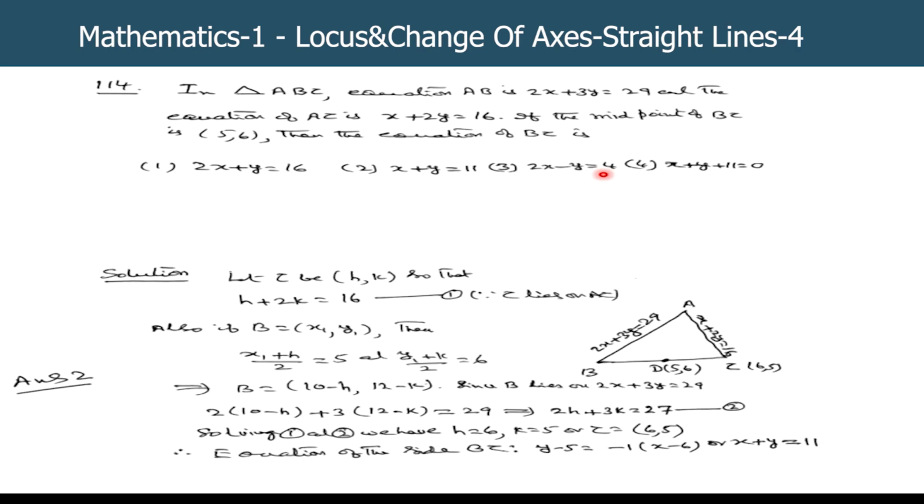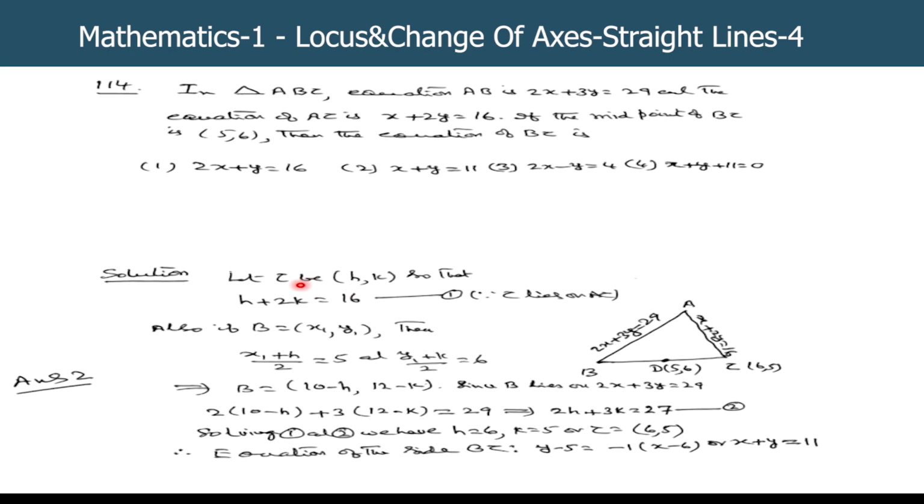114. In triangle ABC, the equation of AB is 2x plus 3y equals 29 and the equation of AC is x plus 2y equals 16. If the midpoint of BC is 5 comma 6, then the equation of BC is: 2x plus y equals 16, x plus y equals 11, 2x minus 4y equals 4, and x plus y plus 11 equals 0.